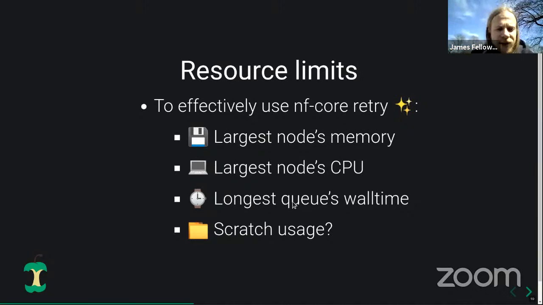And so for this, you need to look up the largest node that all users of your particular cluster can access, and find out what is the most amount of memory, CPUs, and wall time that they have. So for example, a 2 terabyte node with 112 cores, and the longest wall time that you can have is something like 7 days. In addition, you should also look up whether scratch usage is required by your cluster. This is a space which doesn't get backed up, where all your working directories and working files go.